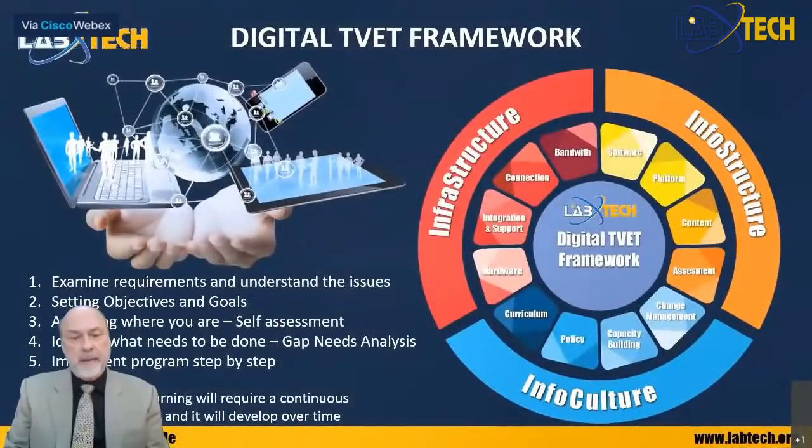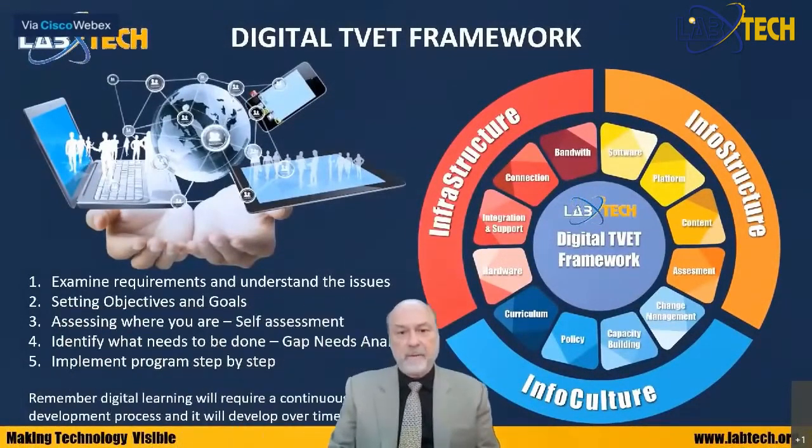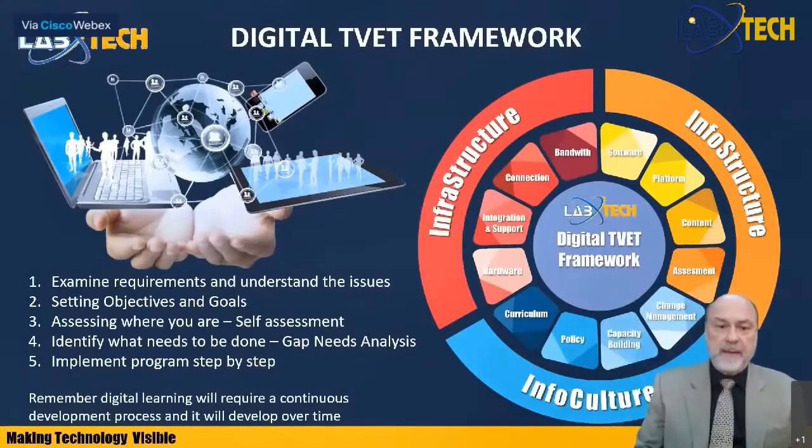So this is our major framework, the infographic for the digital TVET development framework. We have this divided up into three areas that we call the three I's: the infrastructure, and infoculture. These are the three areas that you need to look at to balance and develop your framework and your roadmap of how you're going to do it. And this gives you the points to think through. Like in infrastructure, you'll need to consider hardware, integration, support, connection, connectivity, and bandwidth. All this has to be done with your objectives and goals in mind. So you need to look at where you are in this area and where you want to go.